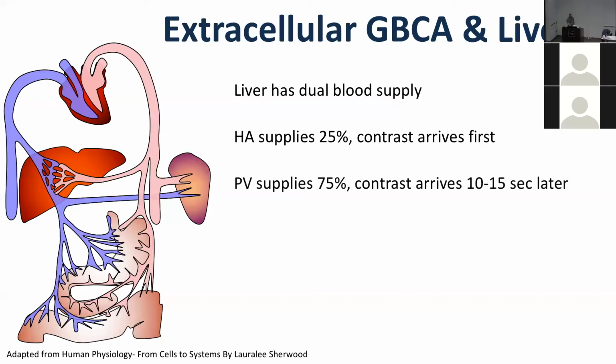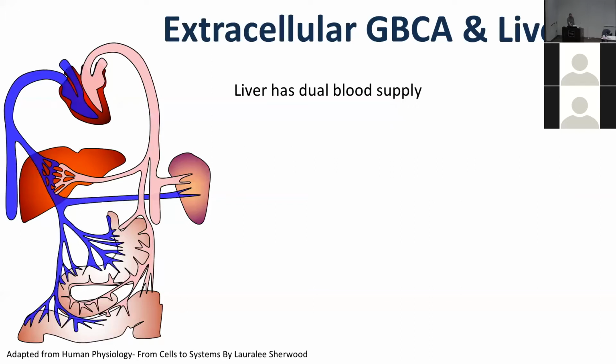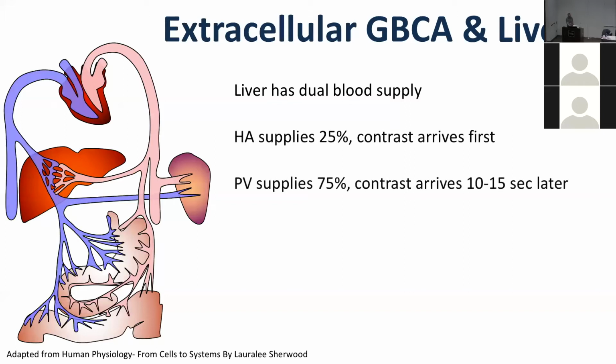Because the portal vein contrast has to go through the spleen and through the gut to get back into the splenic vein and the mesenteric vessels. And it turns out that that takes about 10 to 15 seconds. So we're going to see contrast going down the aorta and into the hepatic artery. And then about 10 or 15 seconds later, we're going to see contrast getting into the liver via the portal vein.